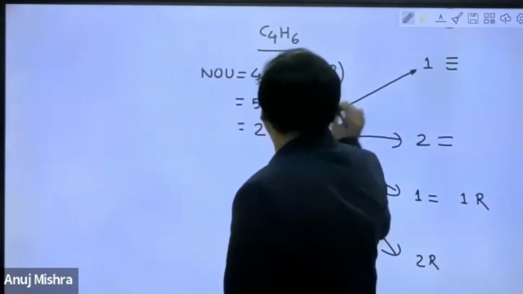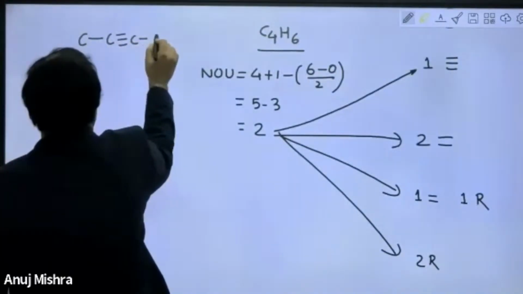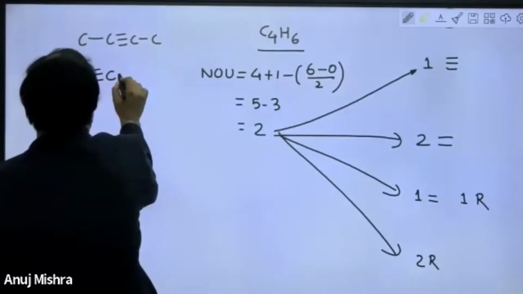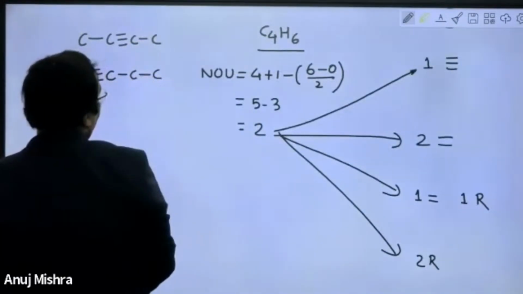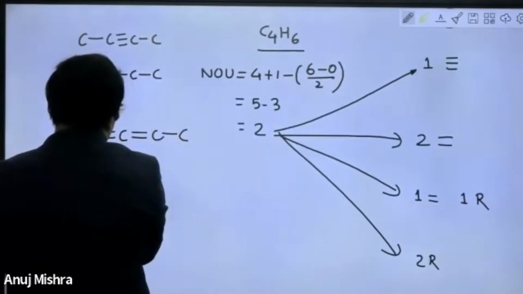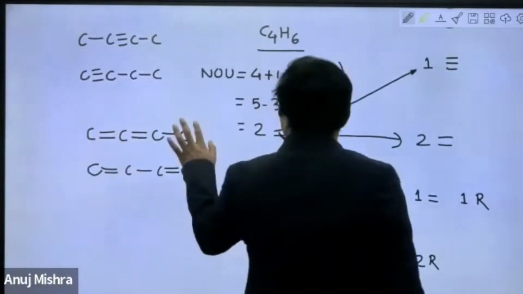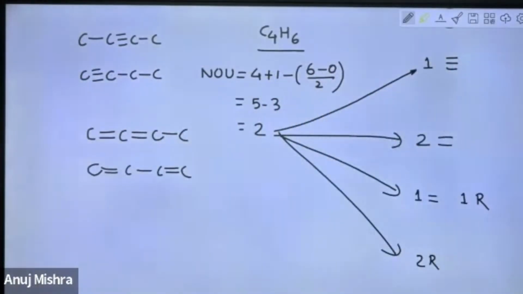Yes, sir. So if you draw the first case, Sanjana said to draw butyne, absolutely right, you can draw this. You can draw this also. 2 double bond cases: back-to-back double bonds can be there, alternate double bonds can be there. You draw these structures, they will all be C4H6. Put hydrogen and you'll get C4H6, right? Can you complete the other two? Do it, quickly.